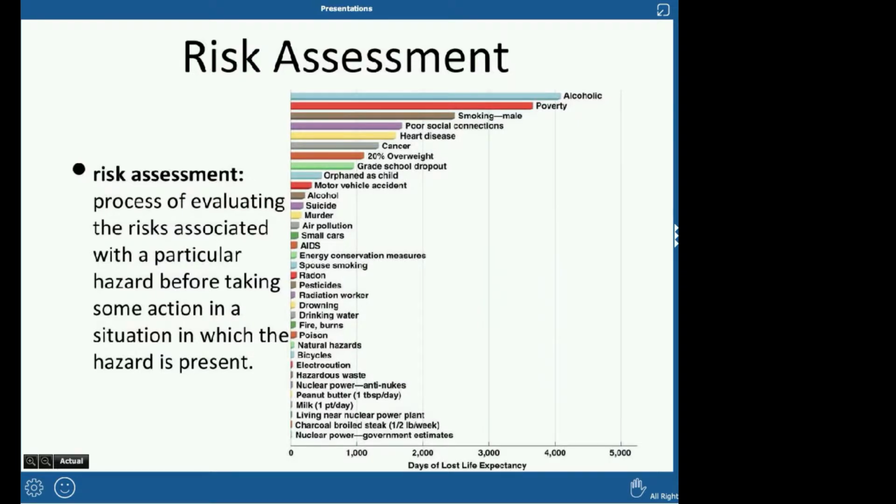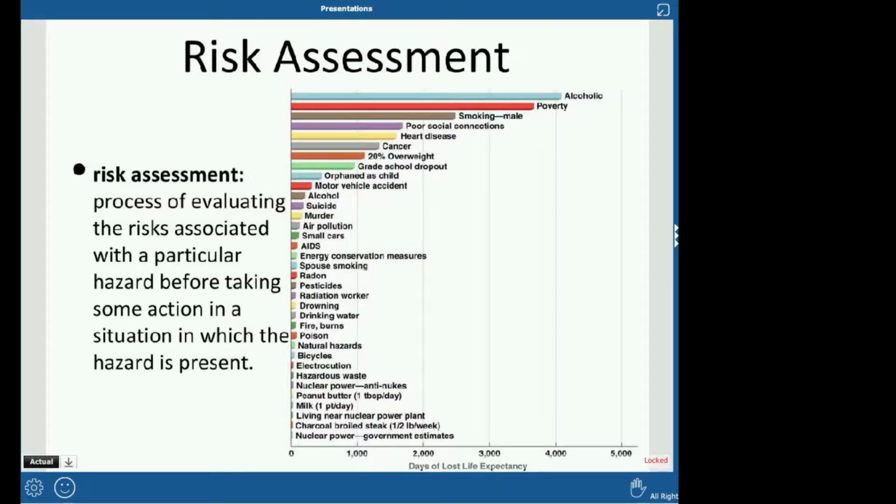Risk assessment is basically how we figure out the risk associated with something before we do that thing, or before we take some action. For example, you could have a risk assessment for driving your car. There is going to be a different risk associated with driving your car normally and driving your car without a seatbelt, right? It's going to be more dangerous to drive without a seatbelt.